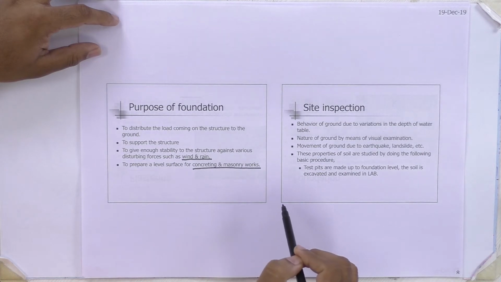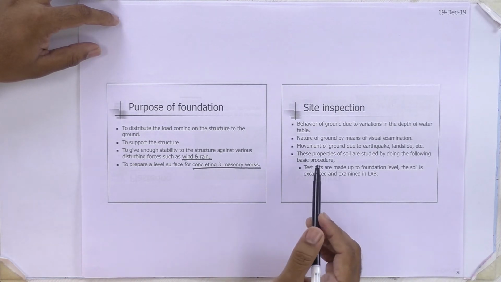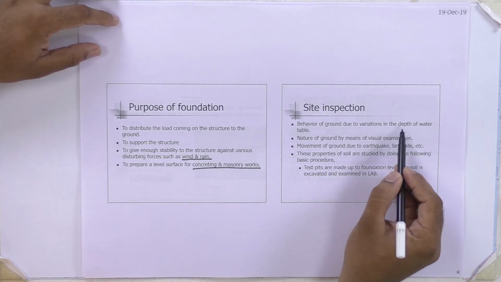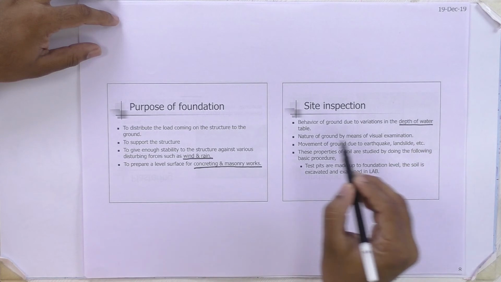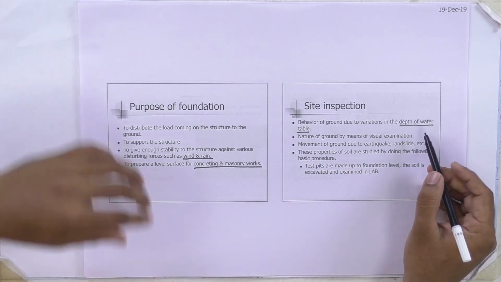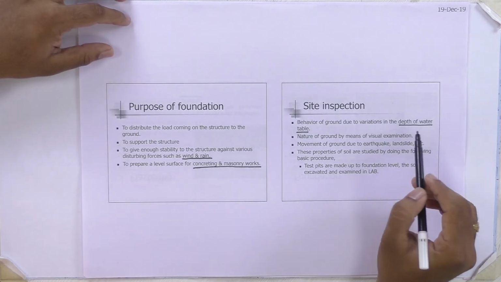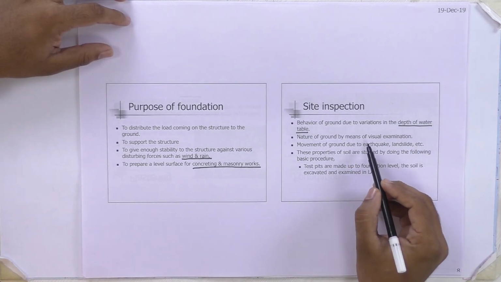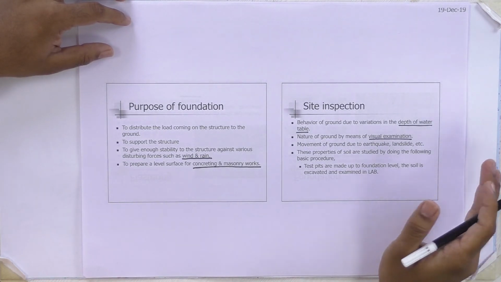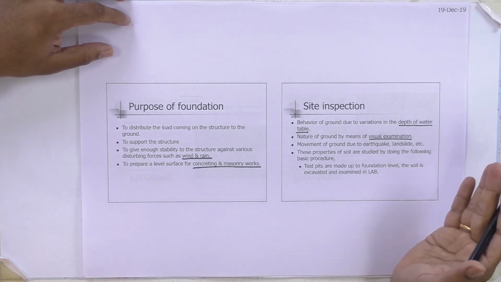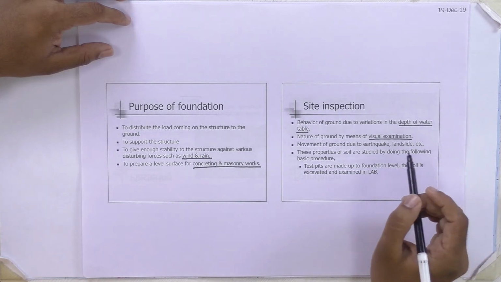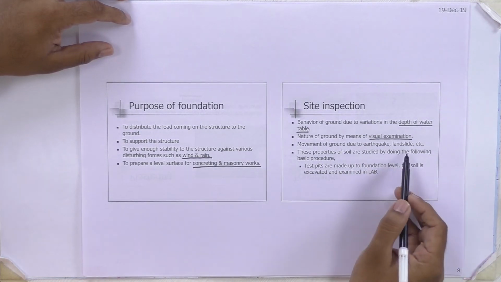And before constructing a foundation, we have to inspect the site. The first criterion is the behavior of ground due to variations in the depth of the water table. In every area, the water table varies, so we first have to identify it. Next is the nature of ground by means of visual examination. We have to see the ground, how much soil is there and whether any rock strata is there. These kinds of things we have to identify at the particular site. And next is movement of ground due to earthquake, landslide, etc.